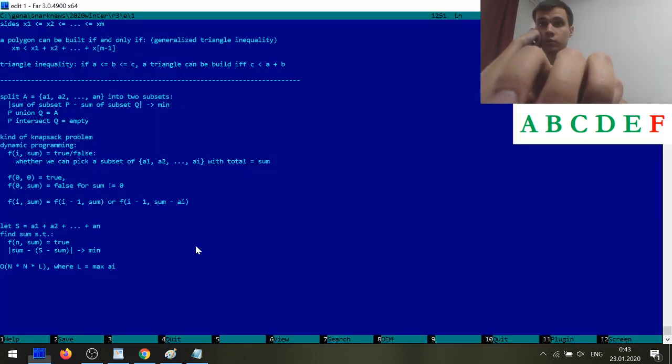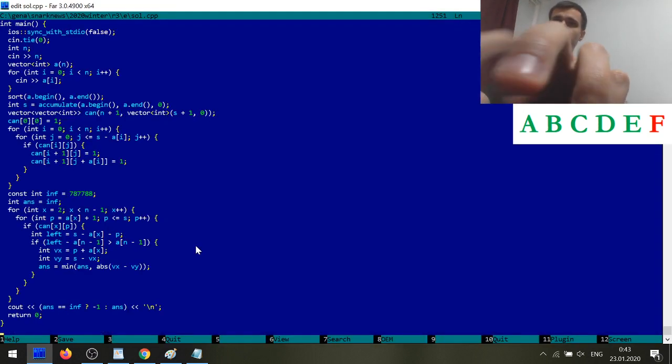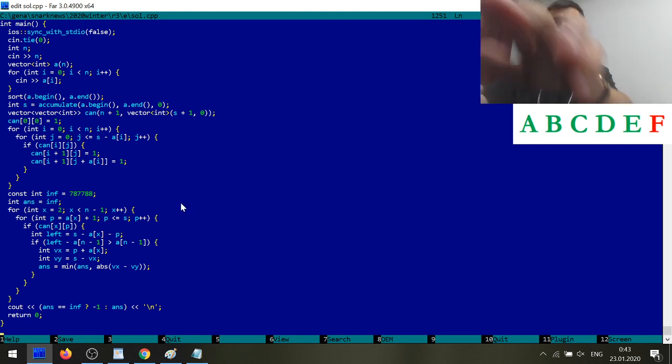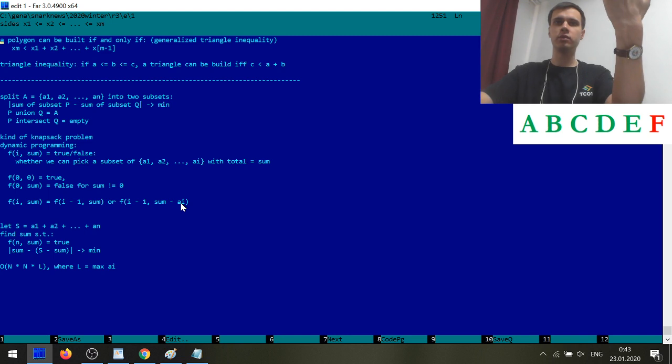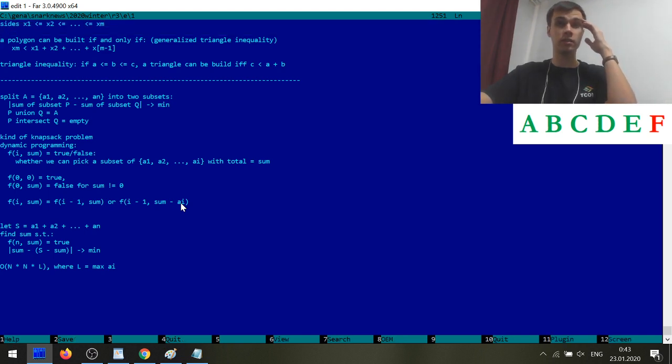So what is left here is that we have to actually use this condition. We have to build a polygon from the subsets. That's important. You cannot just form any subsets.